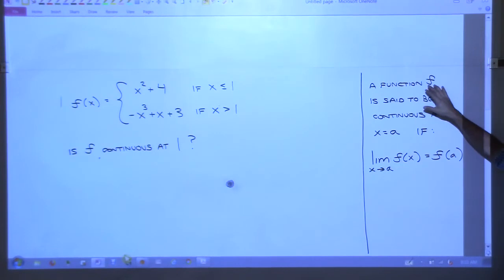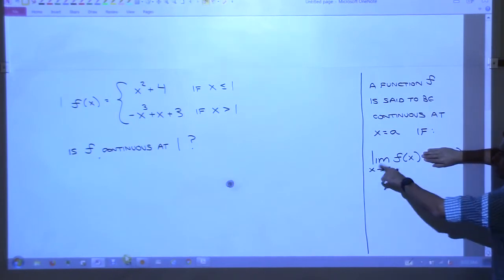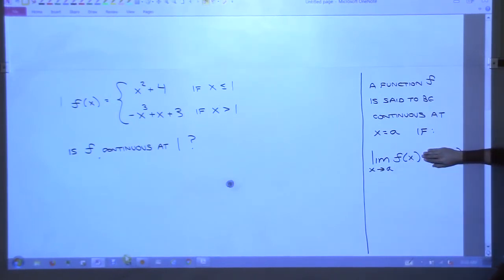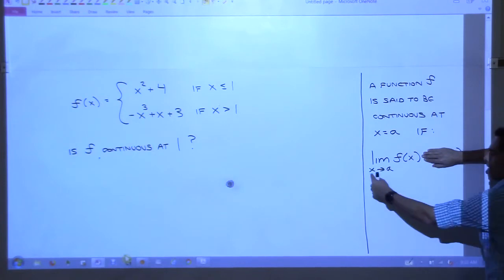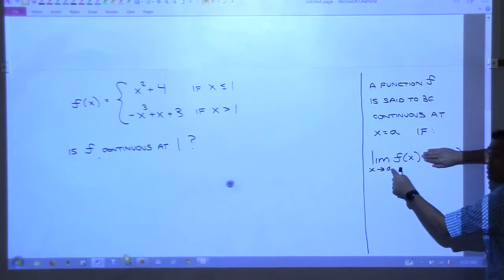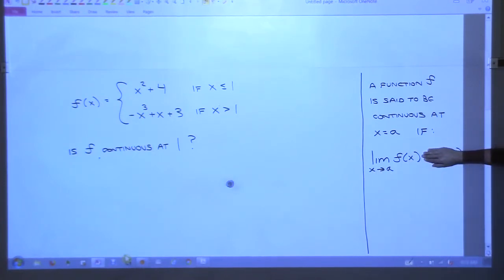In order for a function to be continuous at a point a, here's what we need to have happen. First of all, that limit has to exist. That means as we approach a from both sides, our function needs to be going somewhere. Right? So that means this.